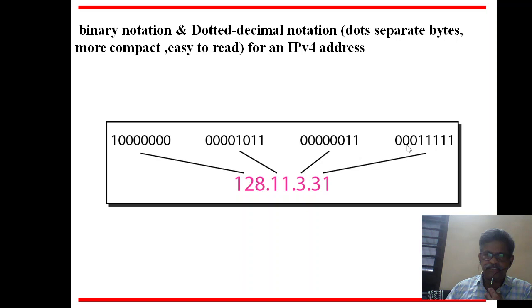So 8 bits, 4 groups, each of 8 bits. This dotted decimal notation is more common, and binary notation is difficult, so we use the dotted decimal notation.